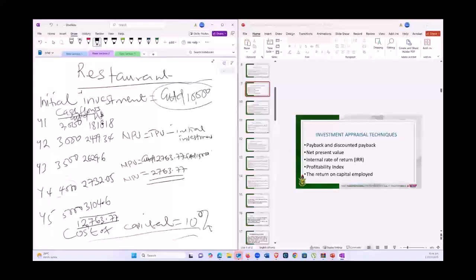If in your view, in your research or your analysis, you realize that this project will take off well only after 5 years, yeah, you can go beyond 5 years. All that you are interested in is that you want to check whether the project is viable. Okay.